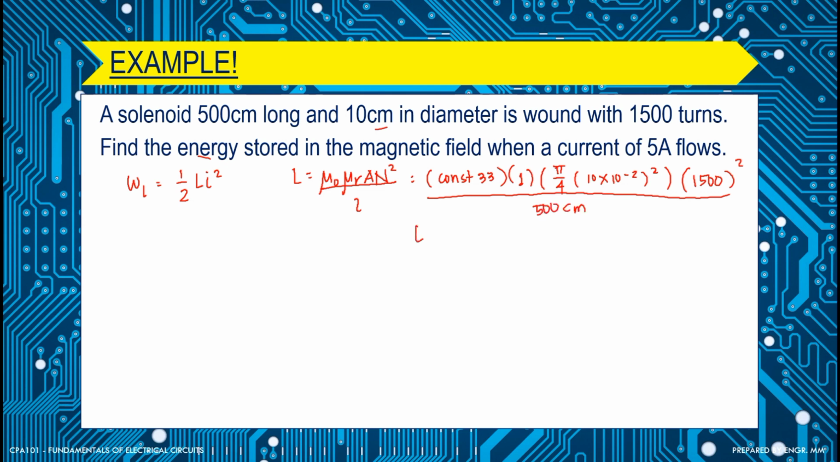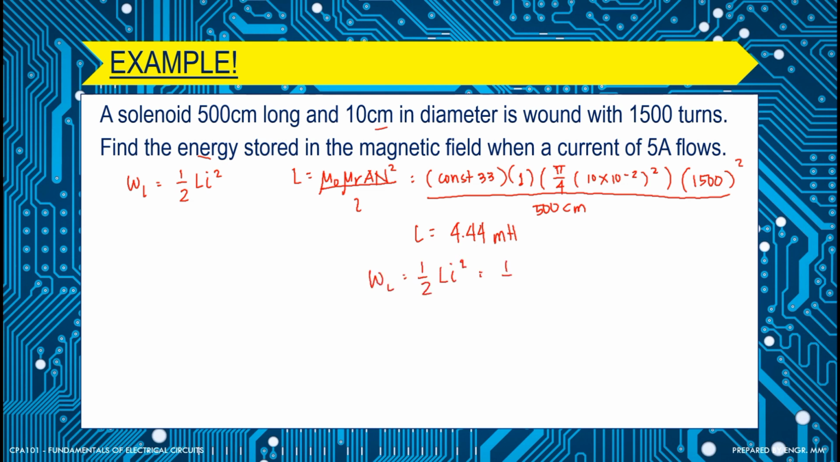Okay. So our inductance would be the constant μ0 times 1, times π over 4 multiplied by 10 raised to negative 2 squared, times 1,500 squared, divided by 500 cm. And that is equal to 4.44 millihenry.